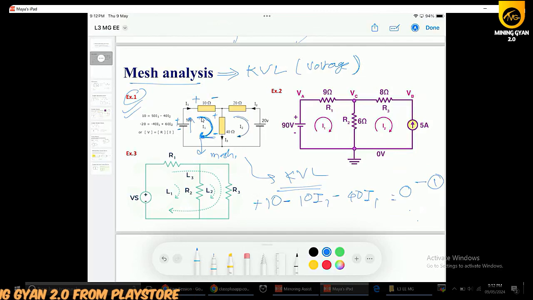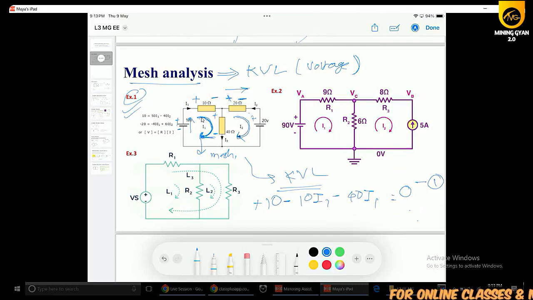Again, in this direction, if I2 is flowing, what will be the notation of the voltage? This will be at higher potential and this at lower potential, so there will be a voltage drop. And here in this direction there will also be a voltage drop. So how to write the equation?